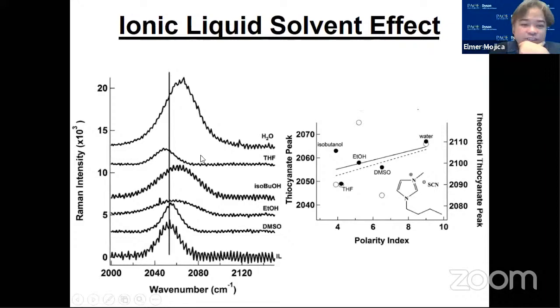So in water, if you look at the peak area that we have here, it broadens. This means that the environment of the ionic liquid here with water is heterogeneous in nature. And it makes sense because here it's all ionic liquid, but if you mix it with different solvents, your environment becomes more heterogeneous.